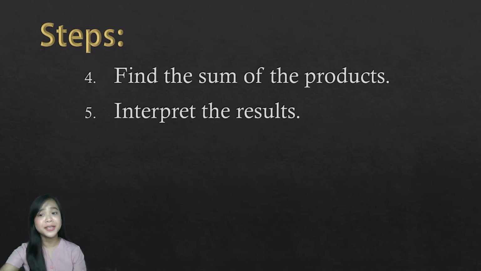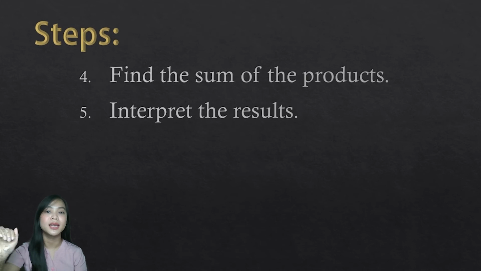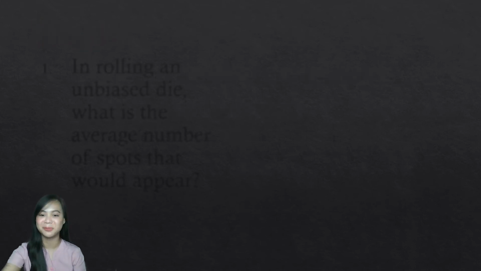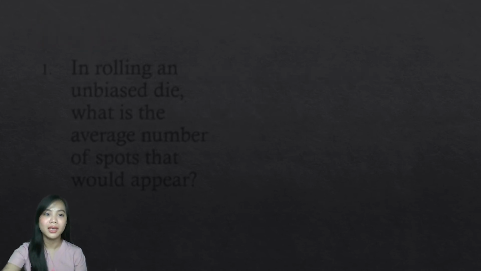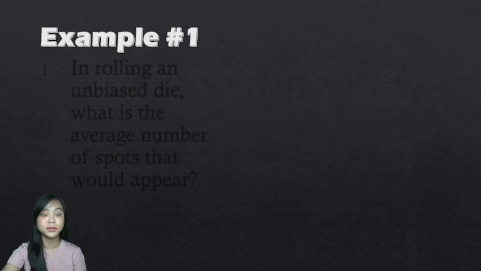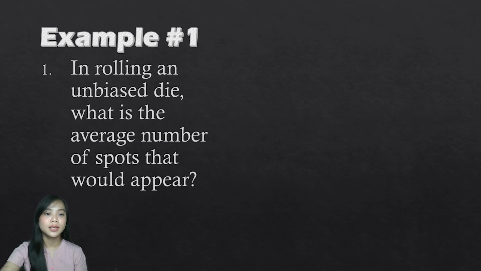So to further understand what are those steps and apply those steps, let's have examples. Let's have example number 1. In rolling an unbiased die, what is the average number of spots that would appear? So we have a die, so we need to roll a die.